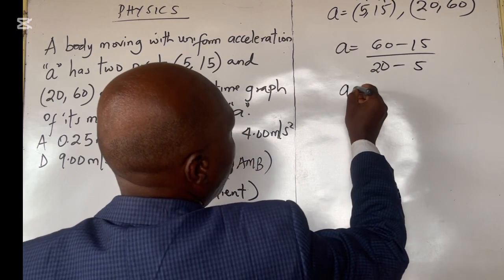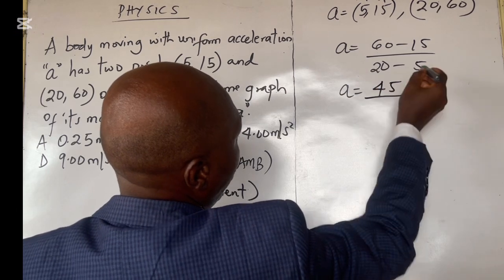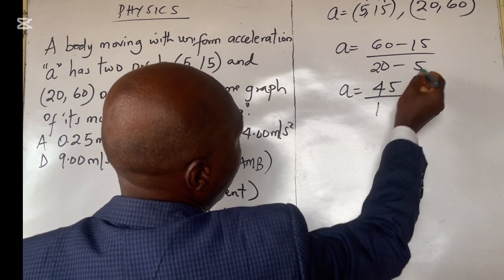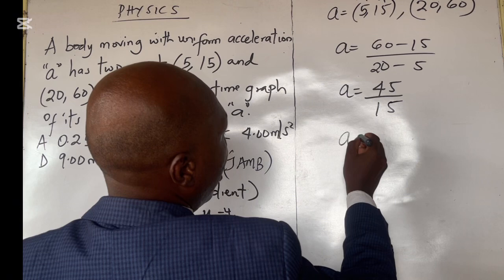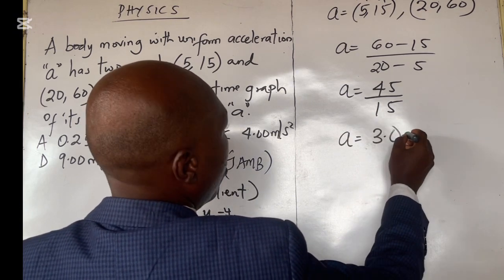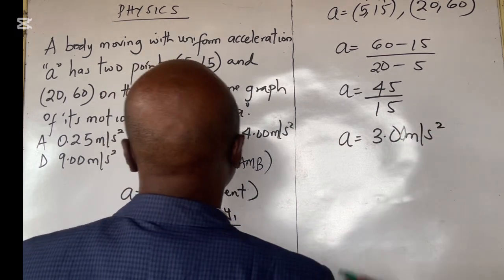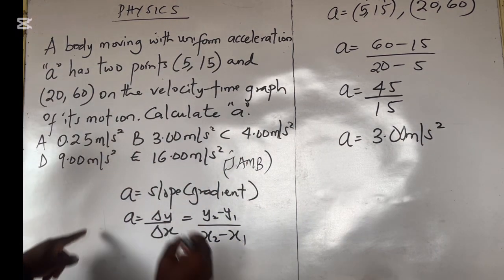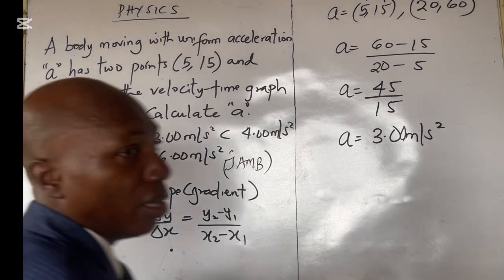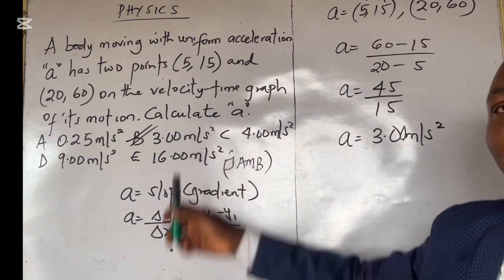So acceleration is 60 minus 15, that's 45, over 20 minus 5, that's 15. So acceleration is 3.0 meters per second squared, 3.00 meters per second squared. So that's option B. The answer to the question is 3 meters per second squared.